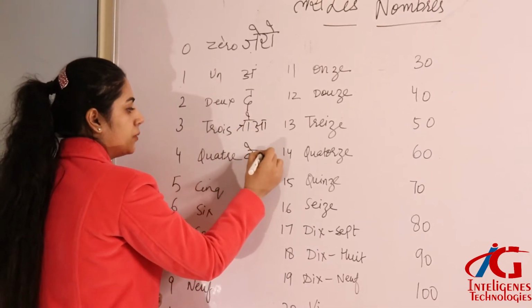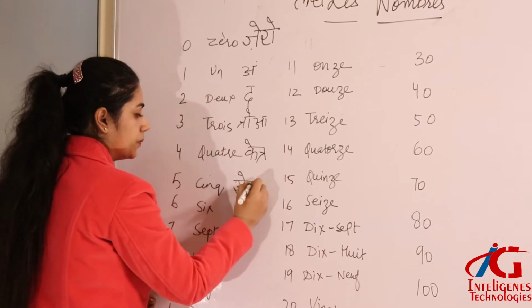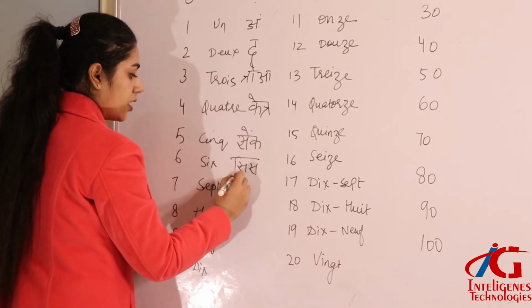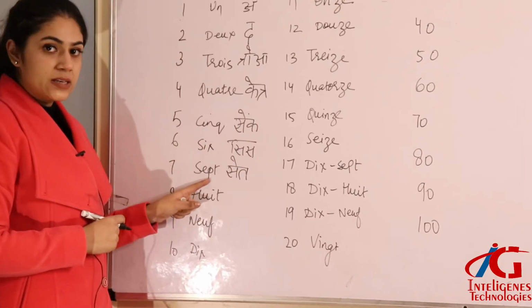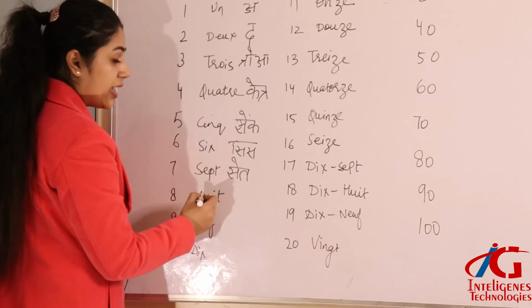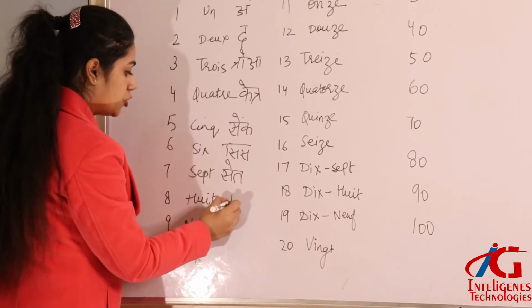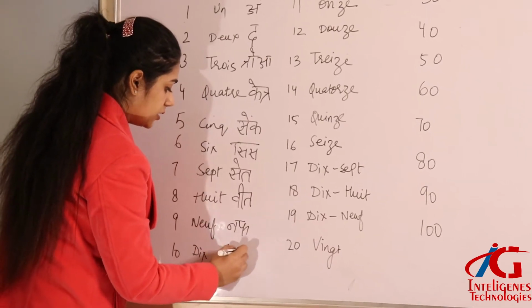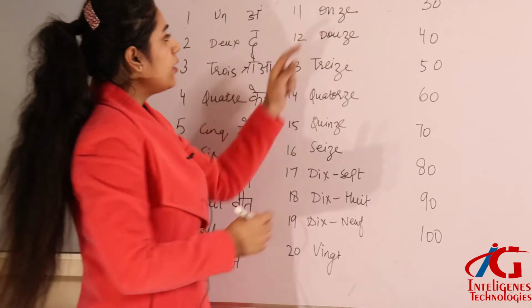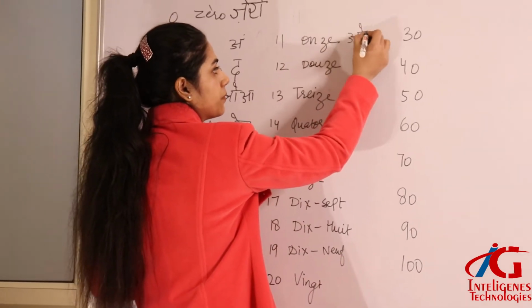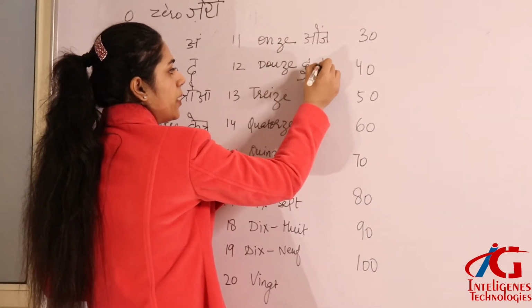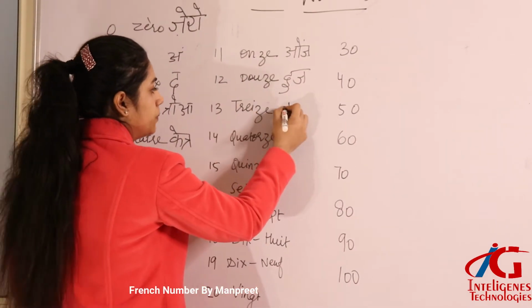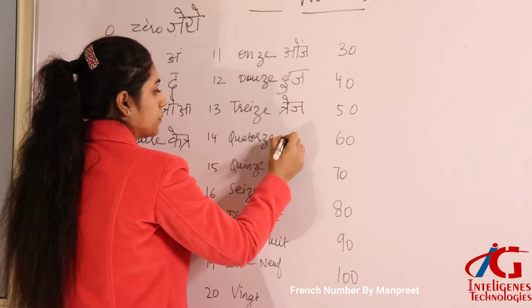This is 4. This is 5, 6, 7. So here you do not have to say P, P is silent, so it should be sept. Then as you know, H is always silent in French, so it should be huit, neuf, and dix. 11 would be onze. This is 12. To make it more clear to you guys, I am writing that in Hindi, so that would be easy to grasp. 13, 14.